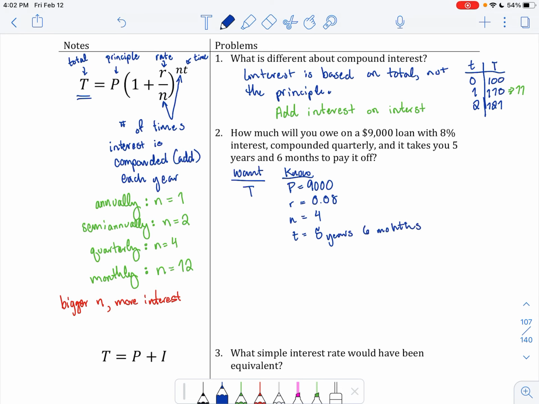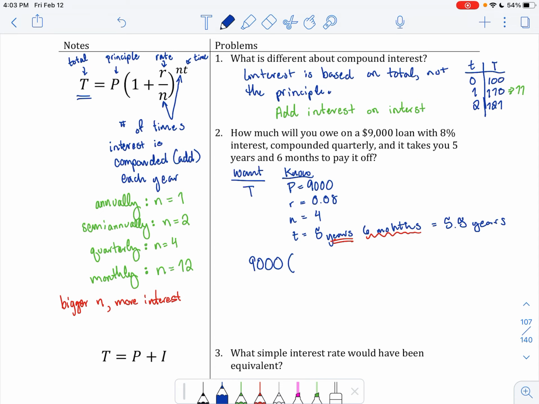Now, as we said, T is always just measured in years, so we need to change months. I would rewrite this as 5.5 years, since 6 months is half a year, 6 out of 12, which is 0.5. So now when I type this into my calculator, some of you will be able to use parentheses buttons. If you have a calculator with parentheses, you can just type in 9,000 parentheses.